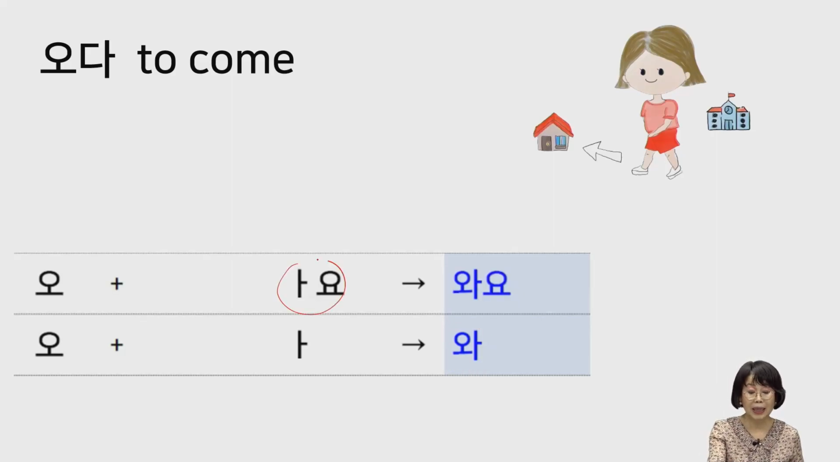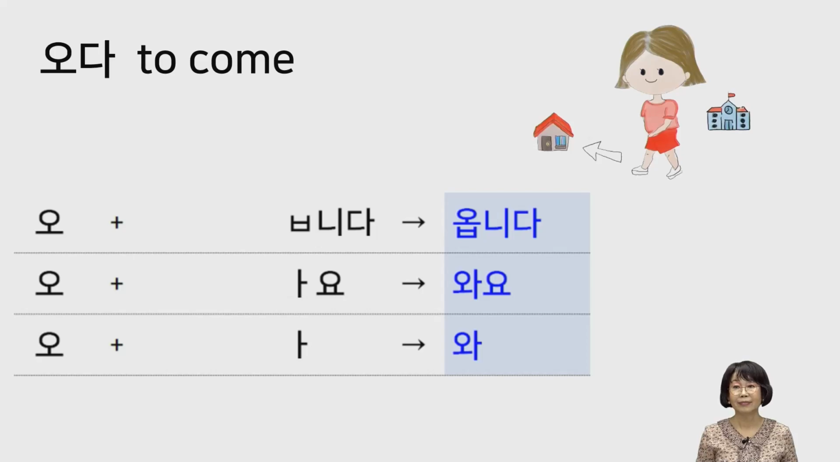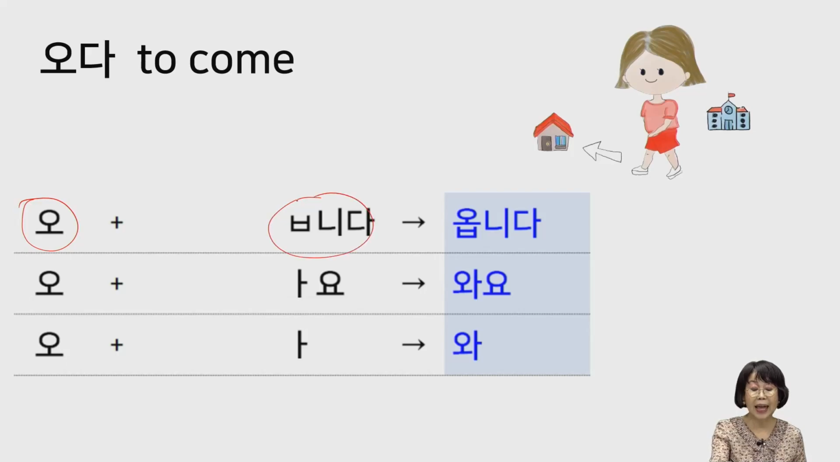The stem 오 plus the 아요 ending gives you 와요. Informal, high respect. 옵니다: the stem 오 plus the ending 읍니다. Formal, high respect. 옵니다: I come, you come, he or she comes, they come.